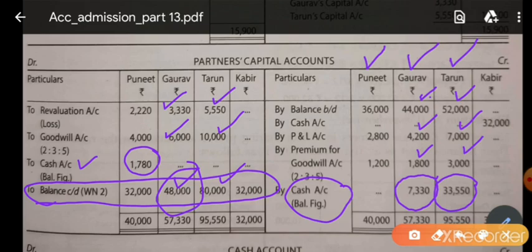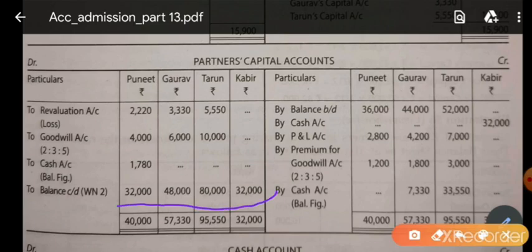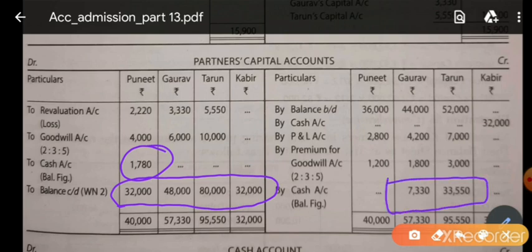So on the basis of new partner's capital, first of all we have calculated the new capitals of all the four partners, and then we are trying to see whose capital is more and whose capital is less. If any partner's capital is more, he will withdraw the amount, and if any partner's capital is less, they will contribute the amount. So Gaurav has contributed 7330 to make his capital 48,000. Tarun has contributed 33,550 rupees to make his capital equal to 80,000. So these are the new capitals that we have calculated in the working note, and these are the balances that we have calculated by balancing the debit side and credit side of all the partners.